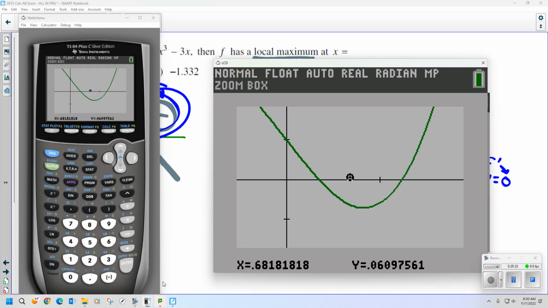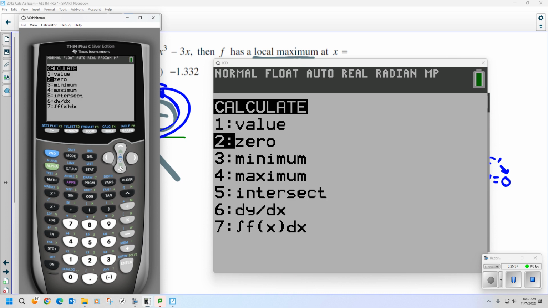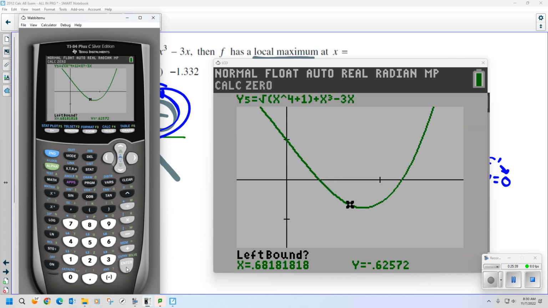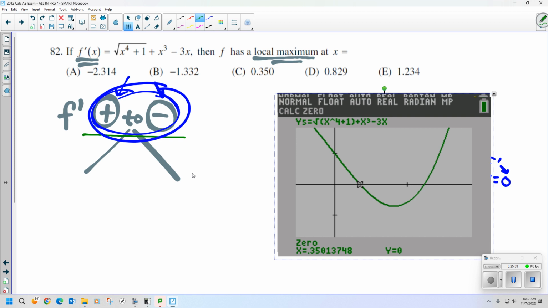So I need to find that x-intercept right here. So messy. So I go second, trace, and I find my 0. I teach these calculator skills in Algebra 2, and I tell them that you're going to need to know these for calculus. It's going to help you with so many things. Enter, and that's 0.350. C. There you go.